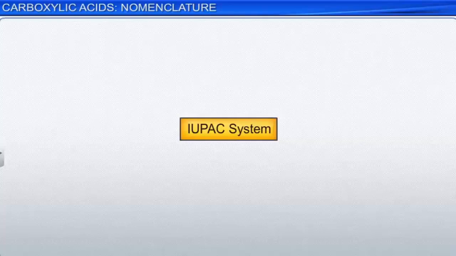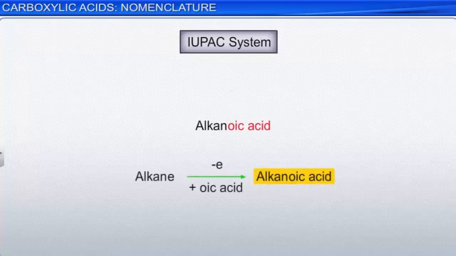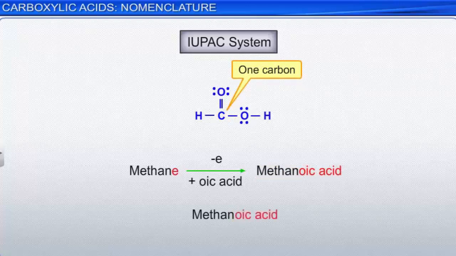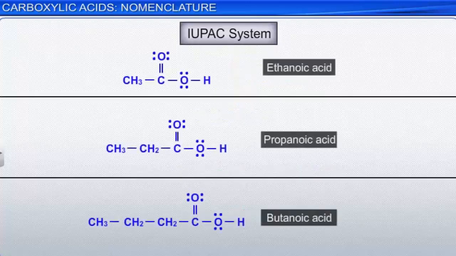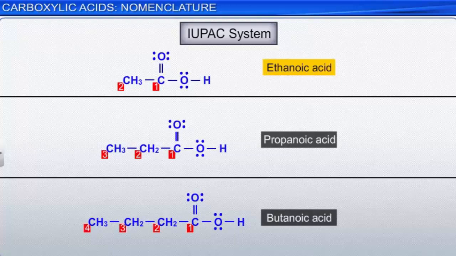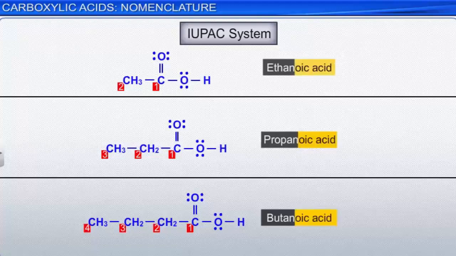Now, let's look at the IUPAC system. In the IUPAC system, carboxylic acids are named by replacing the ending E of the corresponding alkane by OIC acid to form alkanoic acid. For example, the IUPAC name for carboxylic acid containing one carbon is methanoic acid, obtained by replacing the ending E of methane by OIC acid. Similarly, carboxylic acids containing 2, 3, and 4 carbon atoms are named ethanoic acid, propanoic acid, and butanoic acid respectively, by replacing the ending E of the alkanes concerned by OIC acid.